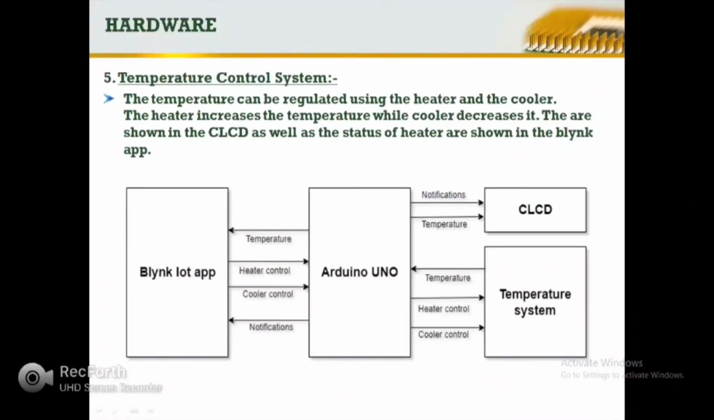temperature system. Then the temperature control system. The temperature can be regulated using the heater and cooler. The heater increases the temperature while the cooler decreases it. The temperature is shown in the CLCD, as well as the status of the heater, which is shown in the Blynk app. The Blynk app is connected to the Arduino Uno, CLCD and temperature system.